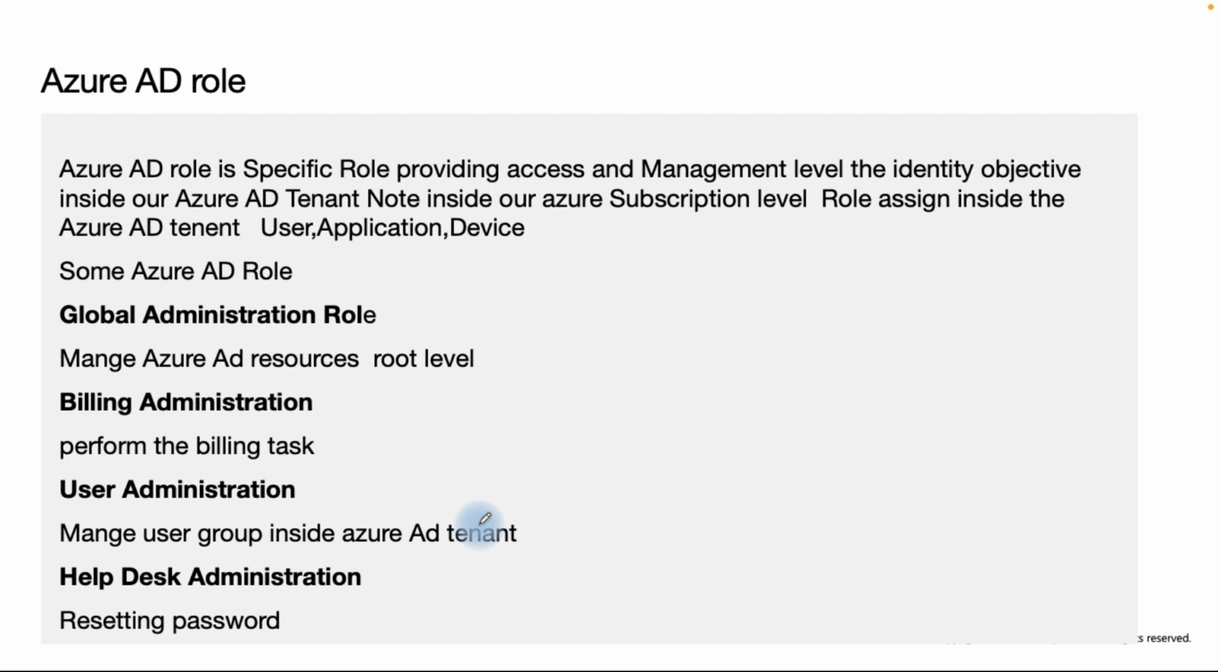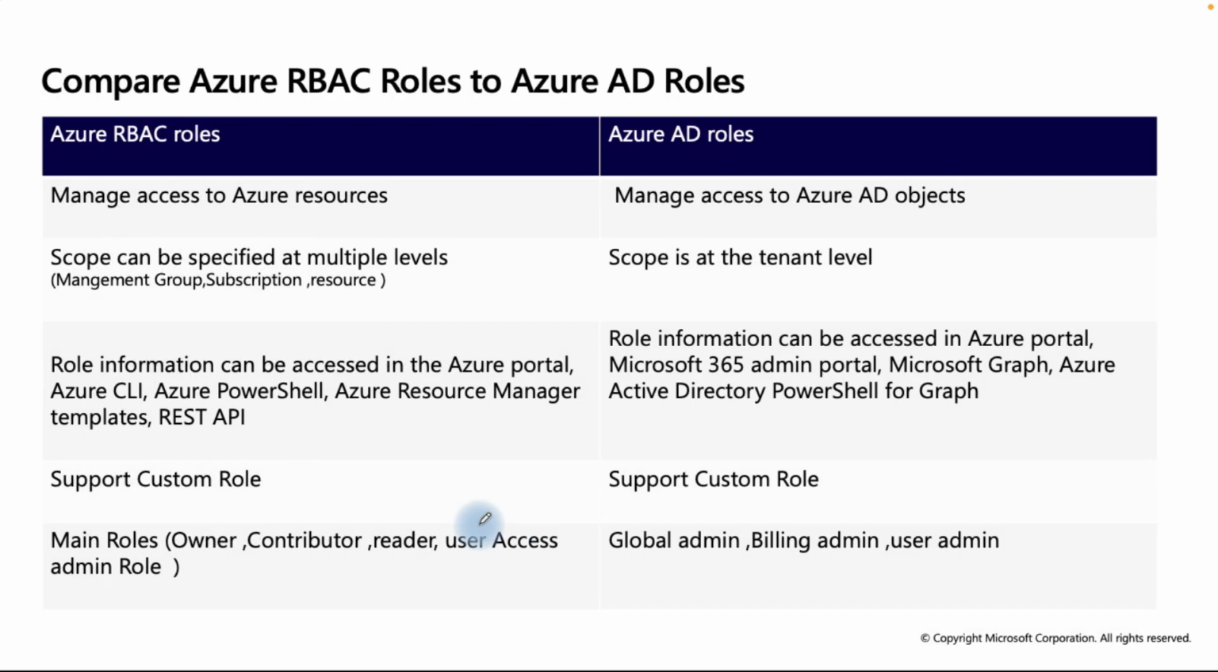Okay. So what are the different types of roles? Custom roles are also available for the Azure AD tenant level. You can give the global administrator role, which manages Azure AD resources at the root level. The billing administrator performs billing tasks. The user admin manages users and groups inside the Azure AD tenant. And the help desk administrator resets passwords and similar tasks. So now you can understand what an Azure AD role is. Okay, we will go for the next section.